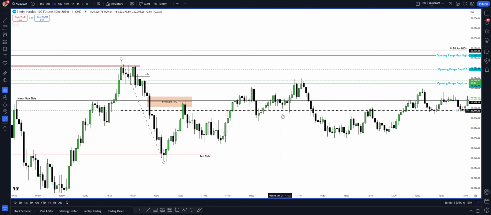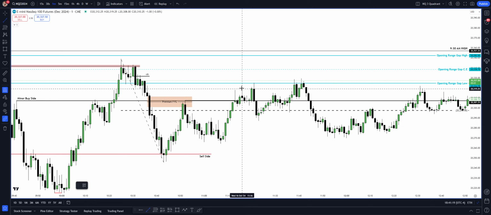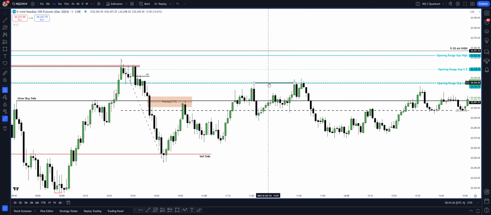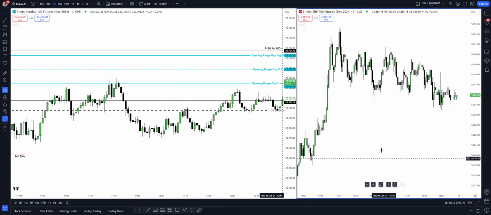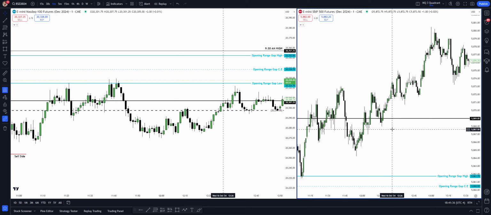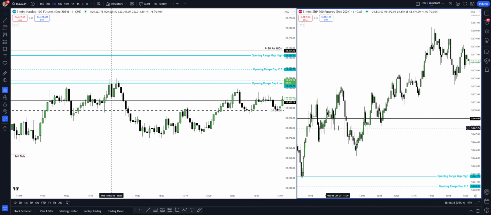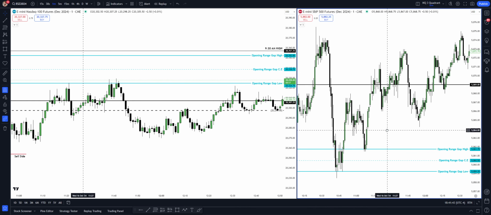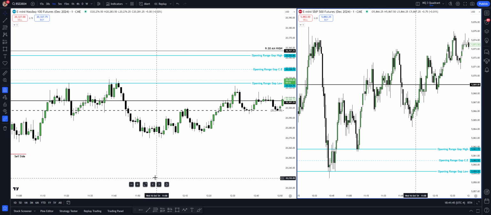Now we have three drives essentially. We have this high, these highs, and this high right here. It retested the open range gap low, essentially rejected with the bodies. I'm not sure if that's an SMT divergence, though I need to check it. Okay, right here somewhere. Alright, that is not an SMT. This is also not an SMT divergence.